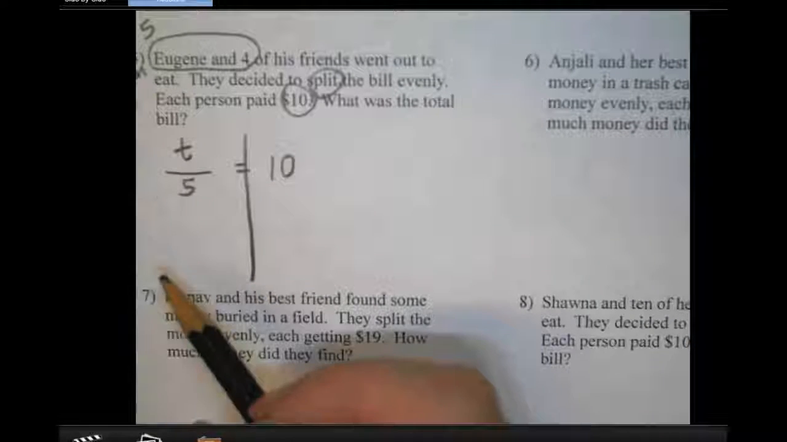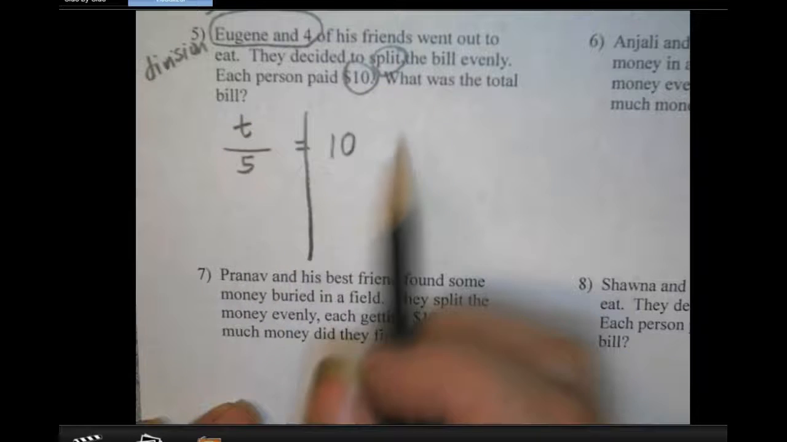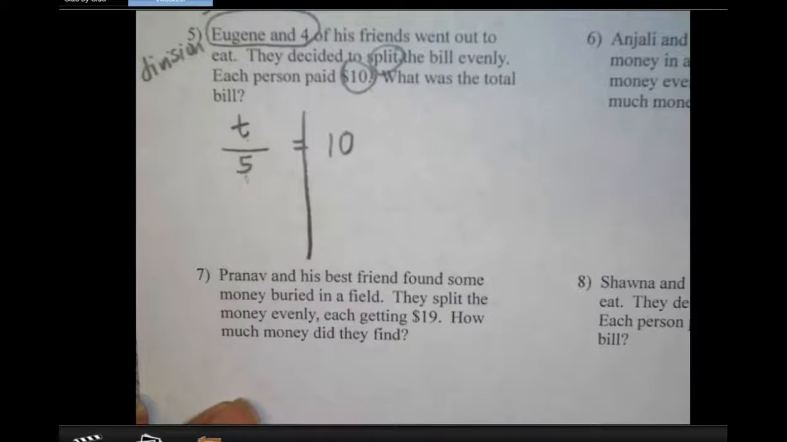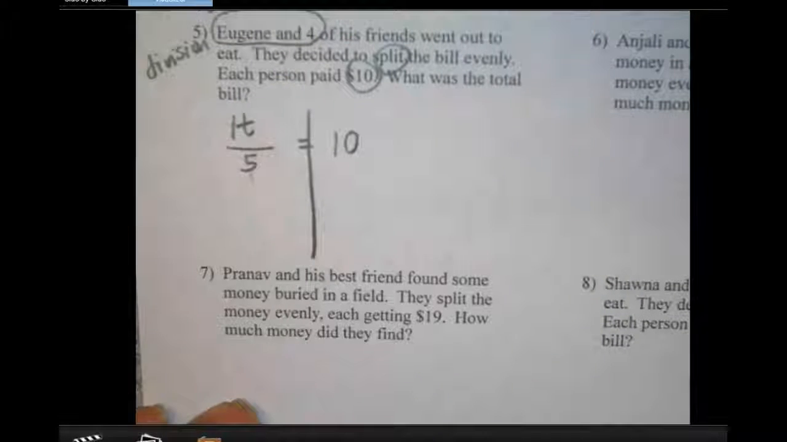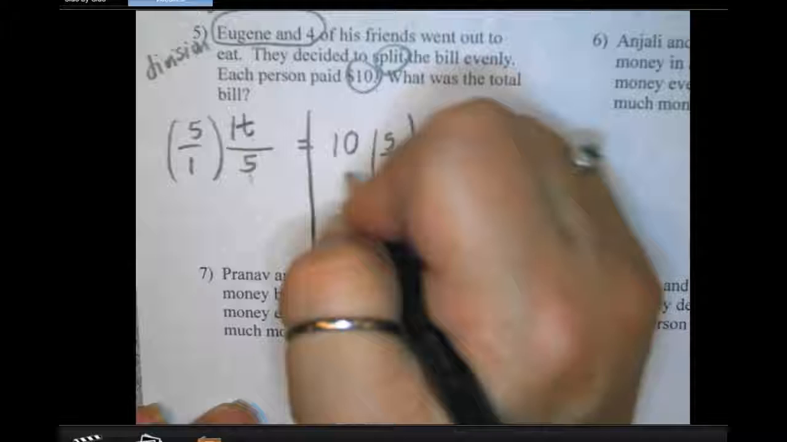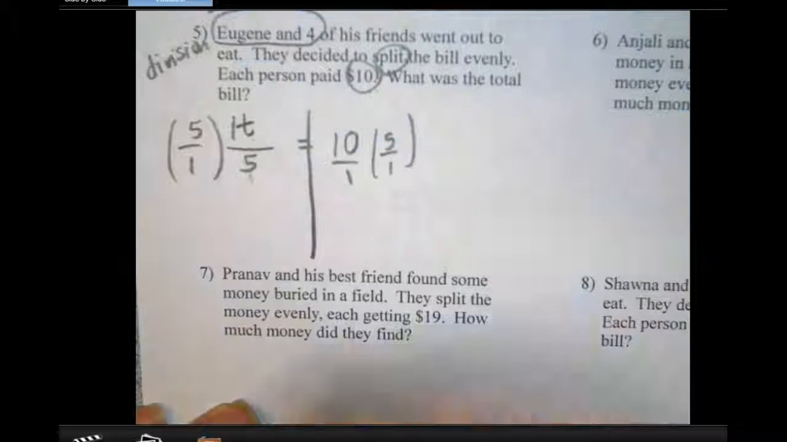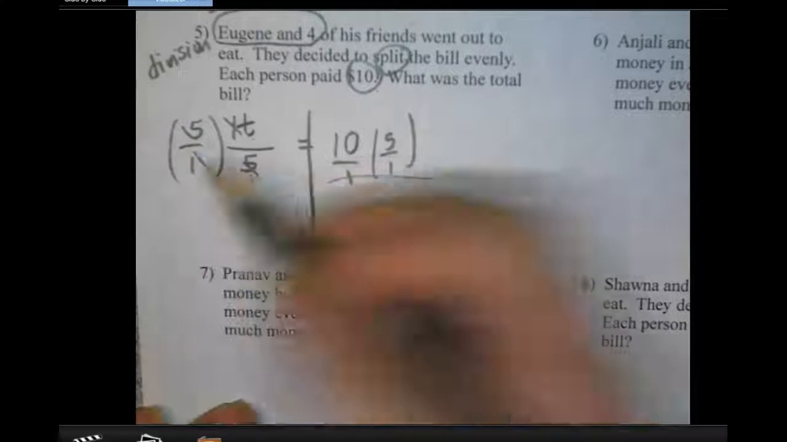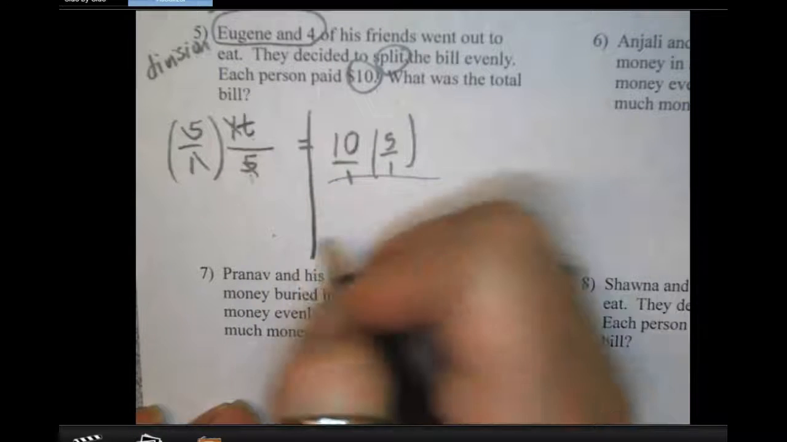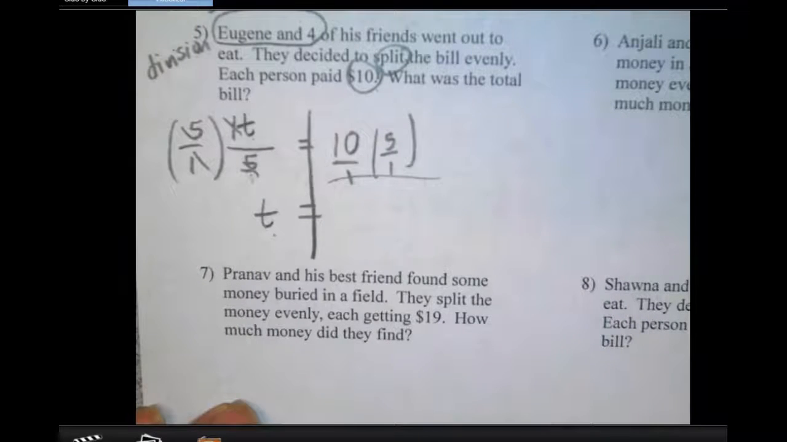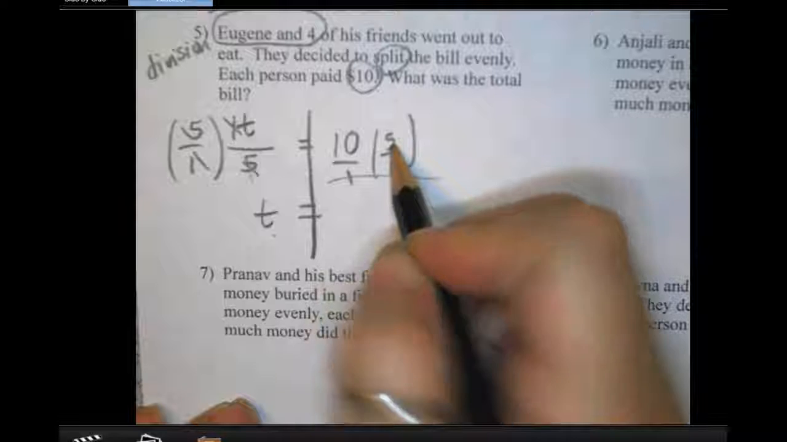All right. So let's look at it. I need to undo division, what do I need to do? So I'm going to multiply. Remember there's a 1 hidden there. So I'm going to multiply by 5 over 1, both sides. Okay? Remember these 1s I can disregard. My 5s cancel, my 1s cancel. What does that leave me with here? T. Okay. And 10 times 5 is?